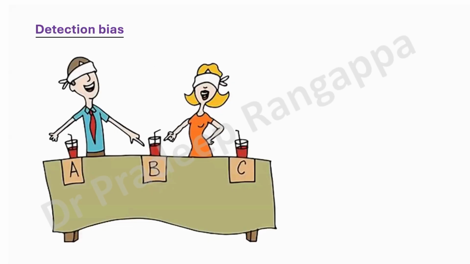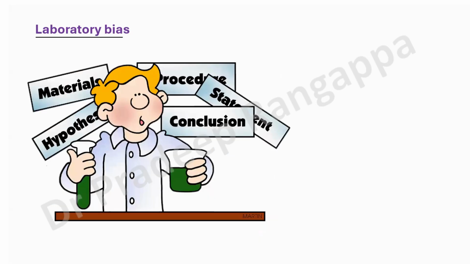So this is called performance bias. And detection bias is where blinding is not adequate. Somewhere the investigator is aware of the type of drug that is being used. He may say it is blinded, but he is aware that this is RL that is being used as opposed to the saline, and he may behave differently. So this is detection bias.